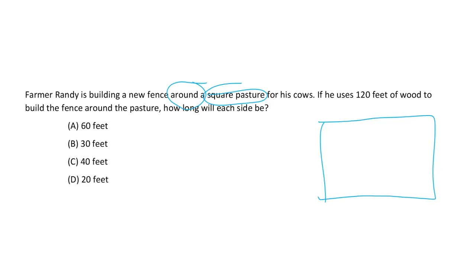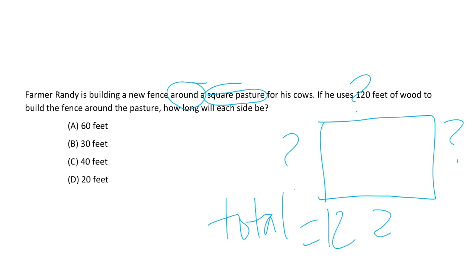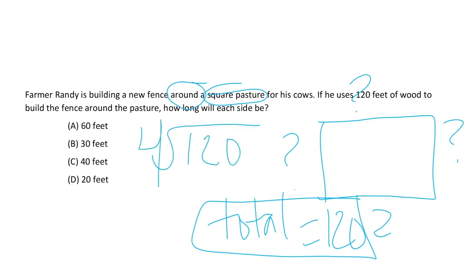We are trying to figure out how long each side will be, and we know the total amount is 120 feet. If that's the total, and we know that we have 4 sides, we would do 120 divided by 4. And when we do that, we should come up with the answer 30 feet, which is B.